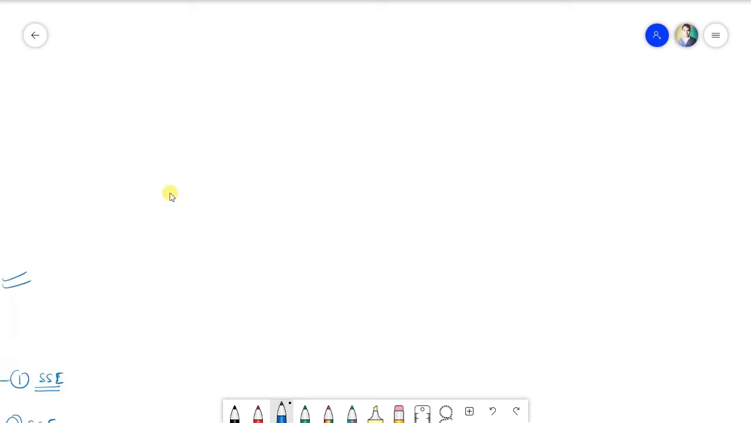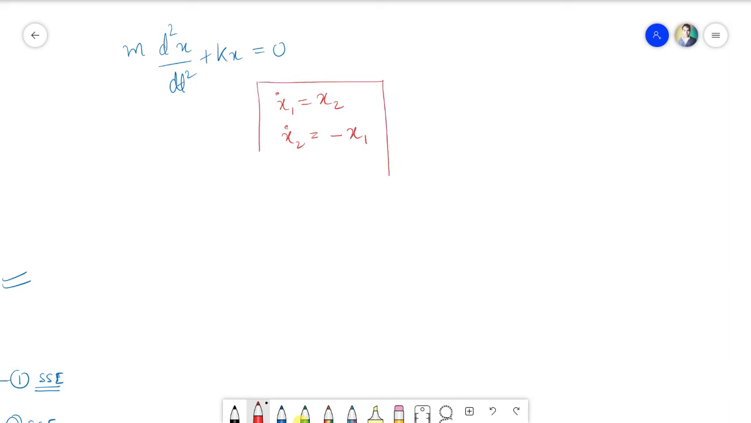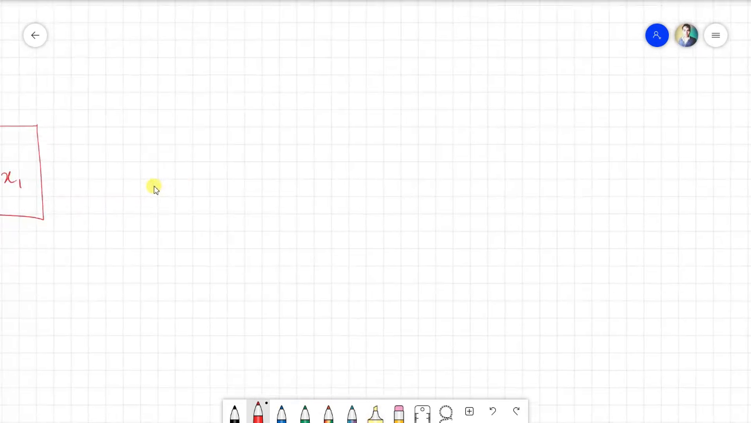So now what we get is, for this differential equation, m d square x by dt square plus kx is equal to 0, we get the state space equations as x1 dot is equal to x2 and x2 dot is equal to minus of x1. These are the two state space equations for this differential equation. Now let's go to the second problem.